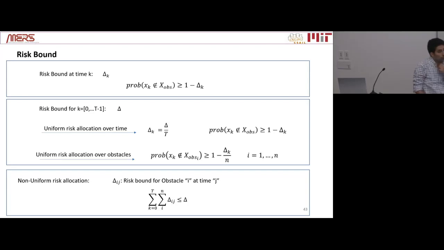So if you want to work with the fixed delta, then at each time k, if you want to remain uniform, we're going to have less option to risk. So that's why we like to work with the non-uniform case. What if there are two obstacles close to each other? Their risk bounds will overlap. Yes, then we will see in the next scenario.